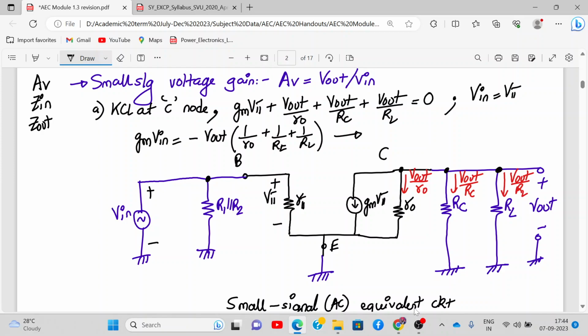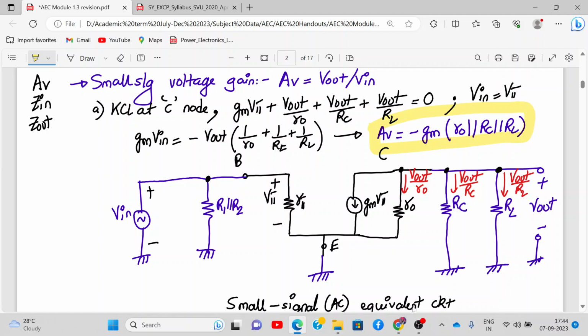So what will be AV now? What is 1 upon RO plus 1 upon RC plus 1 upon RL? AV is V out upon V in, so that will be minus Gm into RO parallel to RC parallel to RL. Got it? Yes, sir. This is the formula. This is the formula for voltage gain.